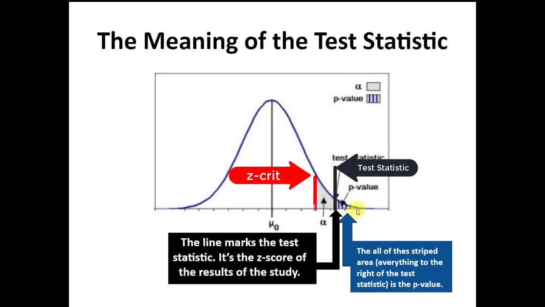The alpha is the probability that we've set, and the one that we use to establish that z-crit. So the z-crit is the line that separates the alpha from the rest of the curve. Here, we got a test statistic that is beyond our z-crit, and any probability beyond the test statistic is what we consider the p-value. It is the probability of obtaining that z-score.